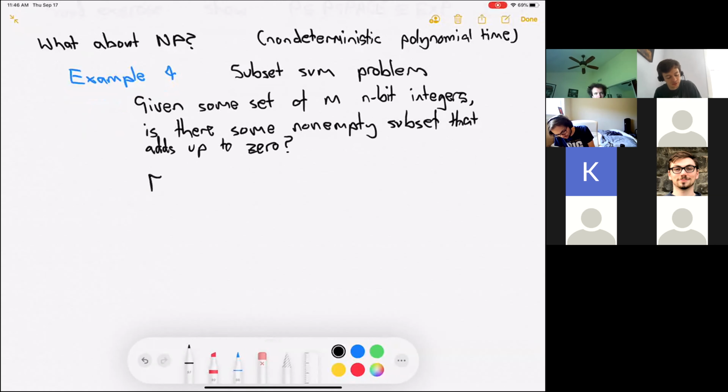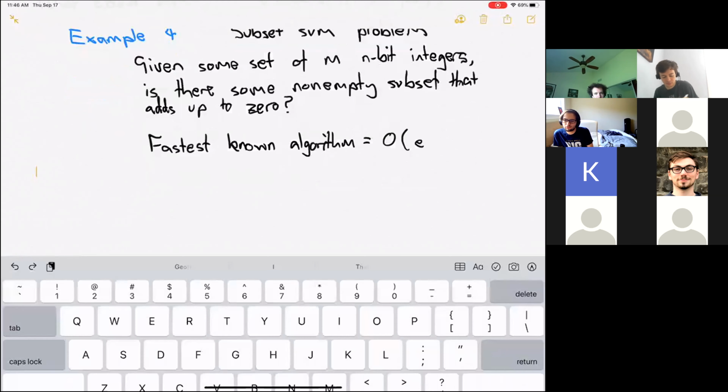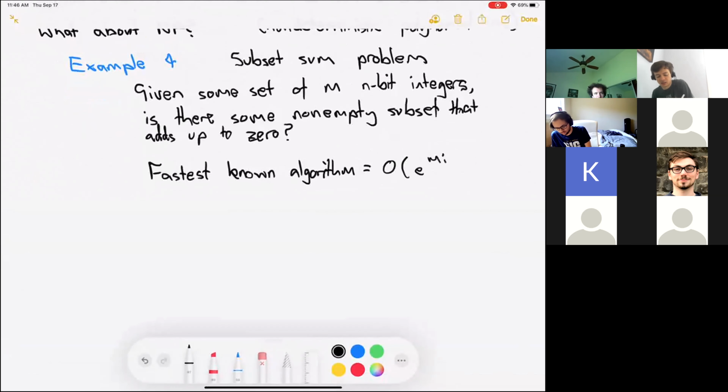So the fastest known algorithm for this problem when m and n are both large is order e to the min of m and n. In particular, input size is m times n. So if m and n are pretty equal in size, then this is like e to the square root of the input size. So this task is certainly not known to be in P.